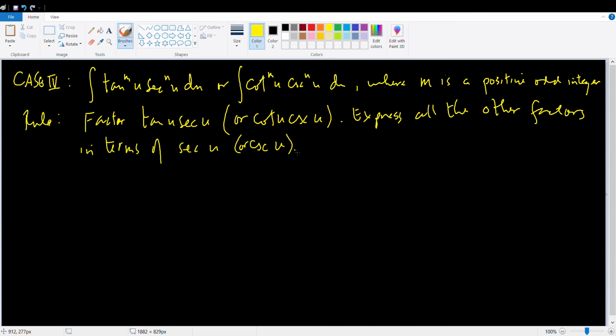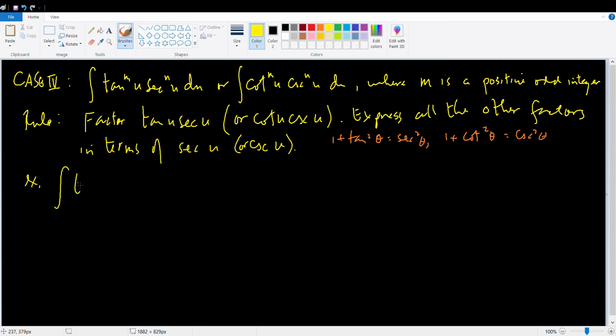And what are the identities? Same set of identities. 1 plus tangent squared theta equal to secant squared theta. 1 plus cotangent squared theta equal to cosecant squared theta. Or 1 plus tangent squared u equal to secant squared u. 1 plus cotangent squared u equal to cosecant squared u. The same set of identities. So let us have an example.